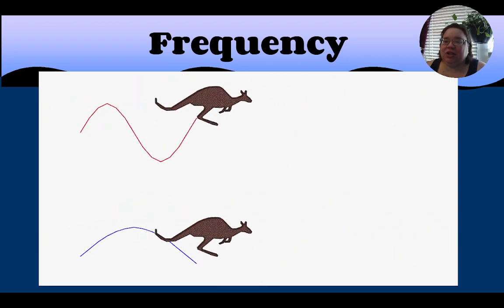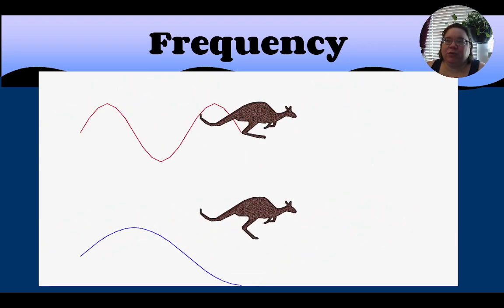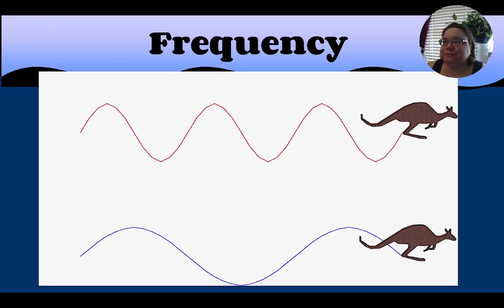The bottom kangaroo has a longer wavelength. He has less energy that he is transferring through the air.